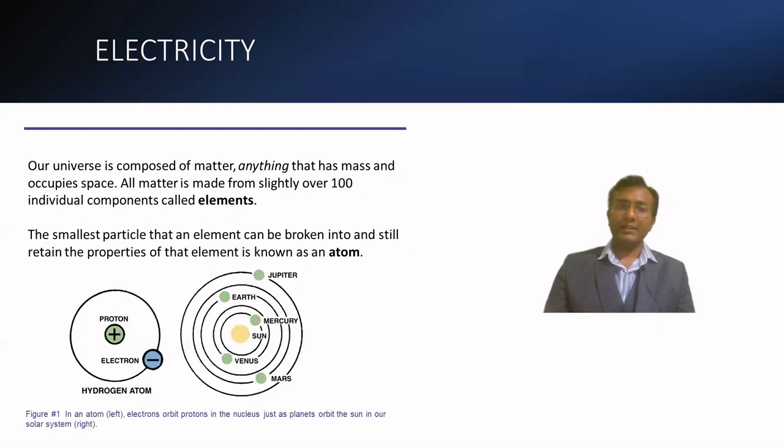Now, understanding electricity. Let's start with the fundamentals. Our universe is composed of matter, which is anything that has mass and occupies space. All matter is made from elements, which are pure substances consisting of only one type of atom. For example, gold is an element, and a piece of pure gold is made entirely of gold atoms.